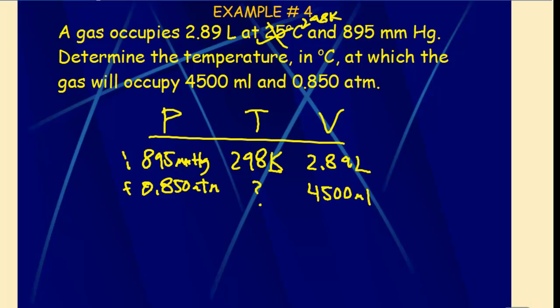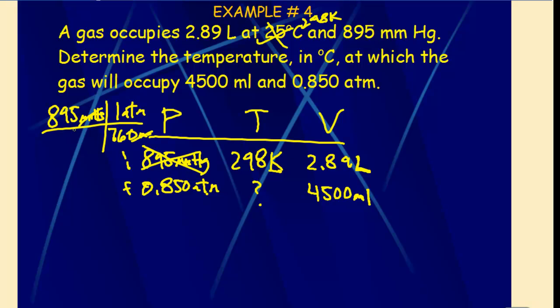All right, so now we have a little bit of an issue. You can see that the units are not the same. We have liters and we have milliliters. So we have to make sure they're the same so it can cancel. Same deal here. We have millimeters of mercury and we have atmospheres. So I'm going to change this one to atmospheres. So 895 millimeters of mercury. Remember, we use those standard pressure values, which is 760 millimeters of mercury and 1 atm.